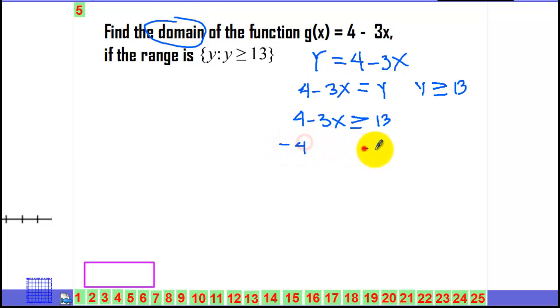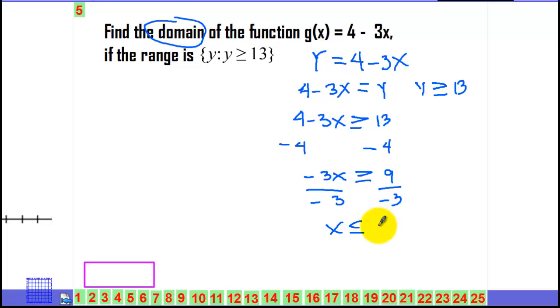So first, subtract 4 from both sides. You'll get negative 3x greater than or equal to positive 9. Divide by negative 3. Since we divided by a negative number, we have to flip our inequality. And then 9 divided by negative 3 is equal to negative 3. So x is less than or equal to negative 3, and this will be the domain of this function given that the range is greater than or equal to 13.